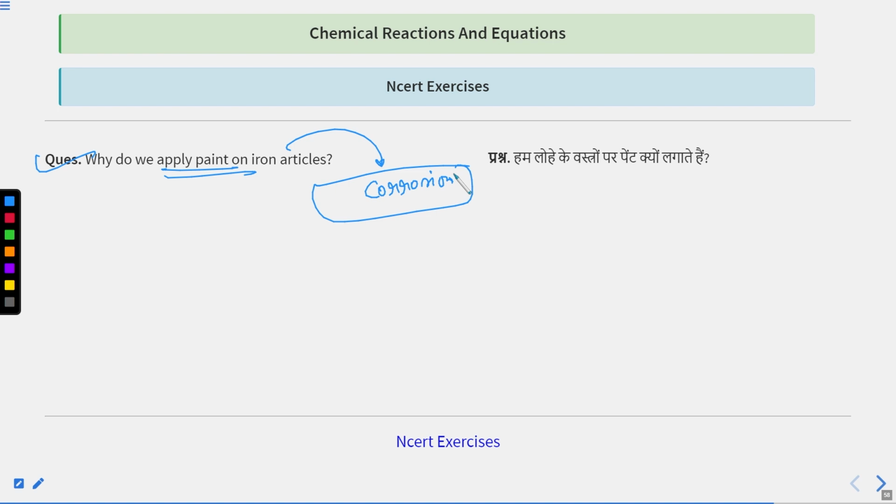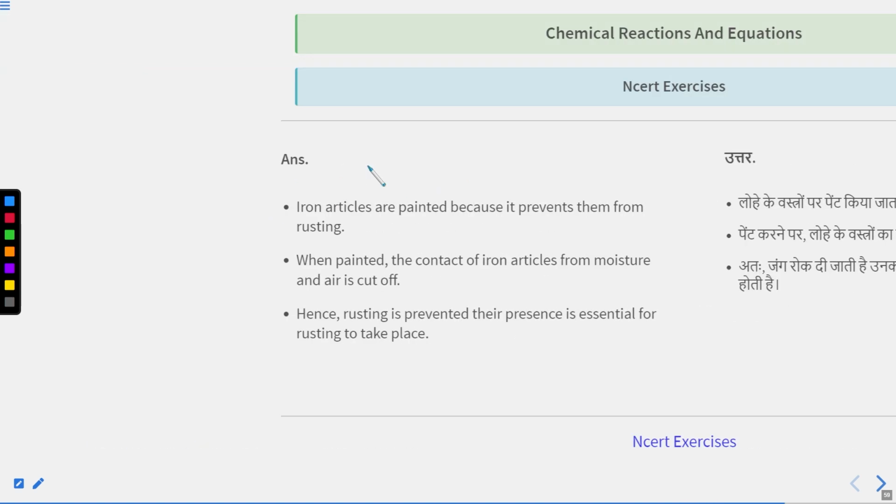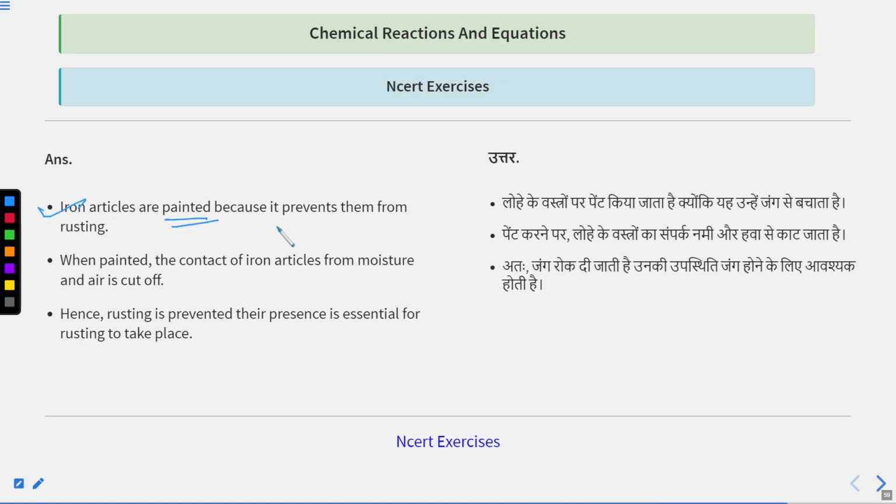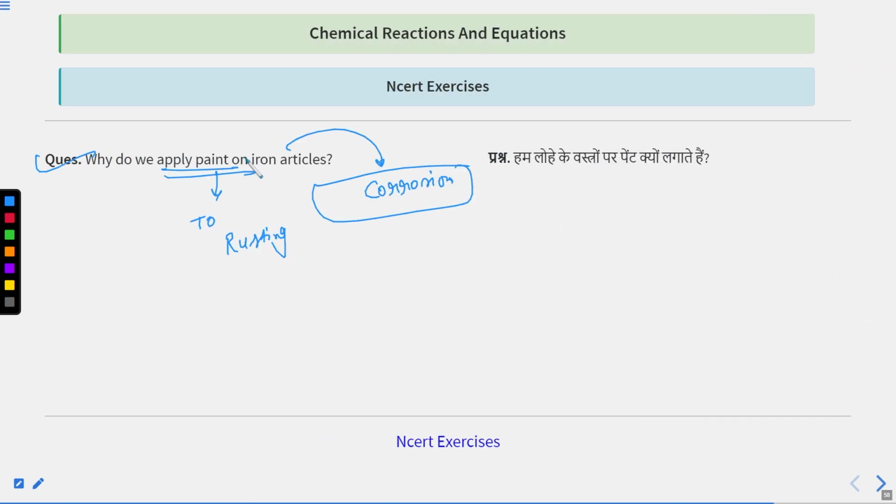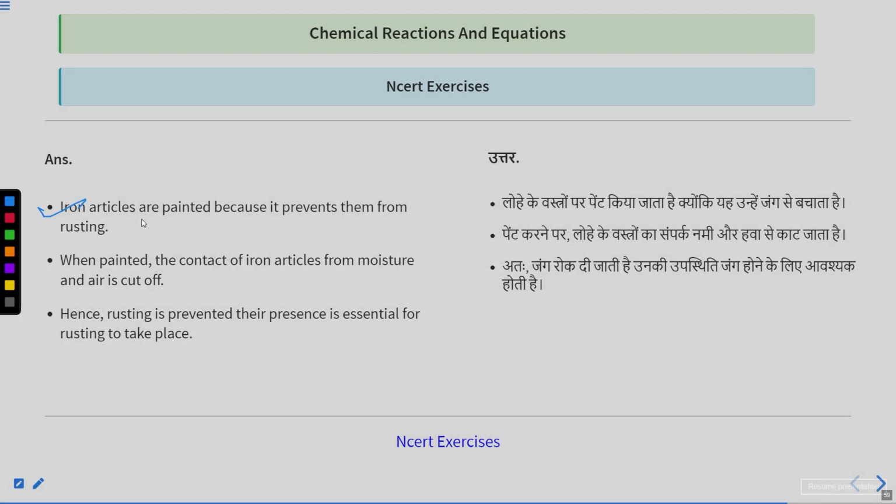So, to prevent rusting, or simply to prevent corrosion. Let's understand: iron articles are painted because it prevents them from rusting. Avoid is not a perfect word, you can write prevent. Rusting is nothing but the formation of rust due to the attack of atmospheric gases like moisture and oxygen on the surface of iron metal.